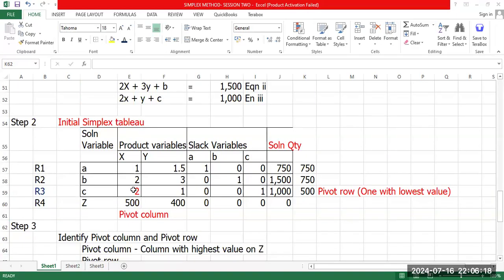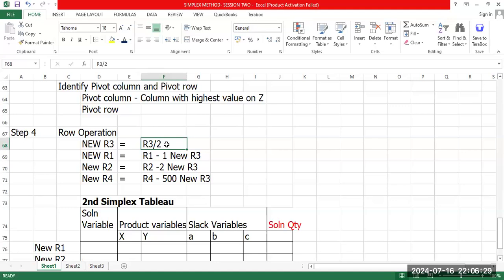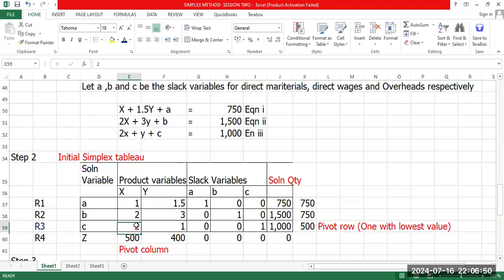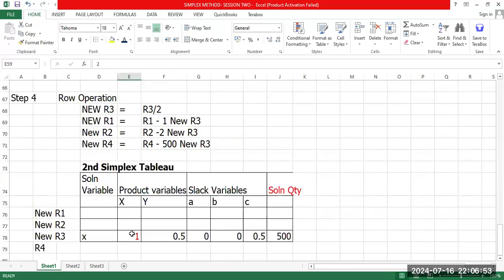Initially, before changing, this was 2. Before applying the formula, this was 1 initially. After applying this formula, you see that now your y is 0.5, your x is 1. Are you getting me? Yes. The fact that now your x is becoming 1 and initially it was 2, then you must change the slack variable that was here to a product variable.